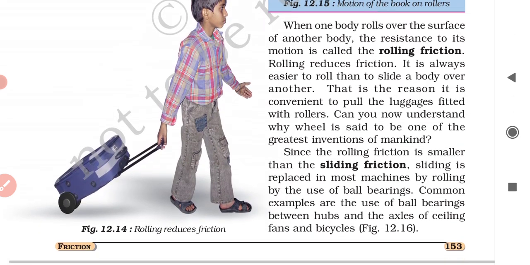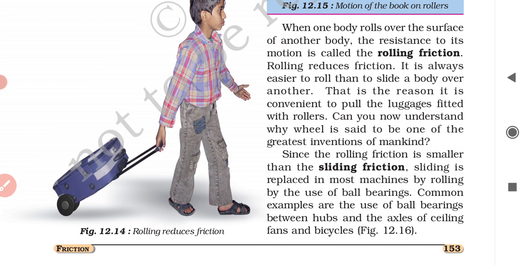Because rolling reduces friction. So what is rolling friction? When one body, like a wheel, rolls over the surface of another object or another body, the resistance to its motion is called rolling friction. So it is always easier to roll than to slide an object over another object. Therefore rolling friction is much less than sliding friction, and thus rolling reduces friction.